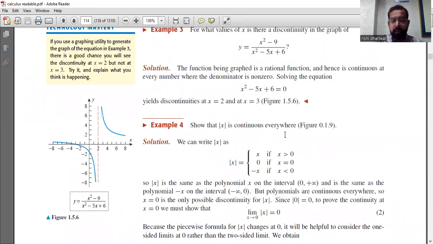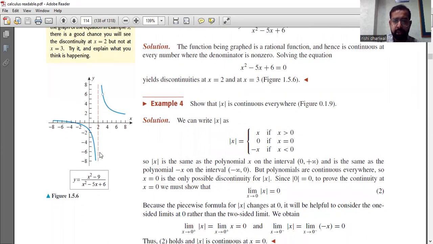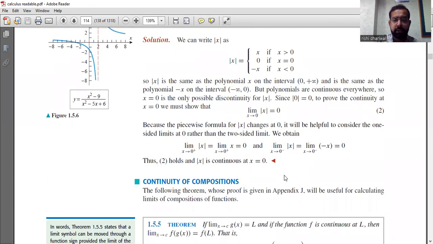Show that |x| is continuous everywhere. |x| we can define as 0 at x equals 0, x for x greater than 0, and minus x for x less than 0. So this is a polynomial function, which does not have any zero in the denominator, and this implies that |x| is a continuous function.